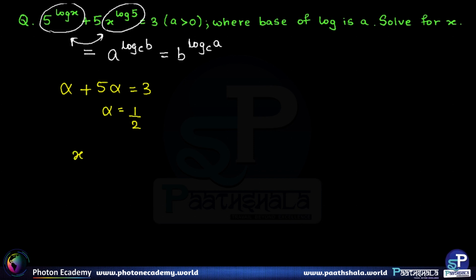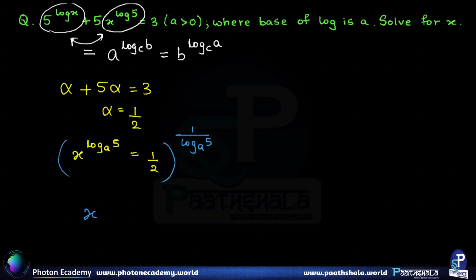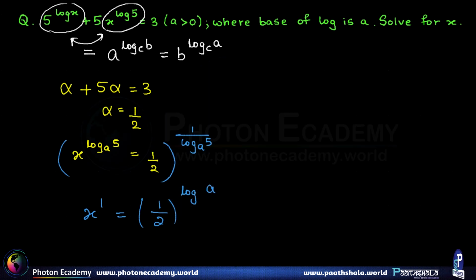Which means x raised to log 5 base a is equal to 1 by 2. Now to get the unity power in x, let us raise the whole thing to 1 upon log 5 base a. So we have x raised to 1 is equal to half raised to 1 upon log 5 base a, which will be the same thing as log of a base 5. Therefore, this is our answer.